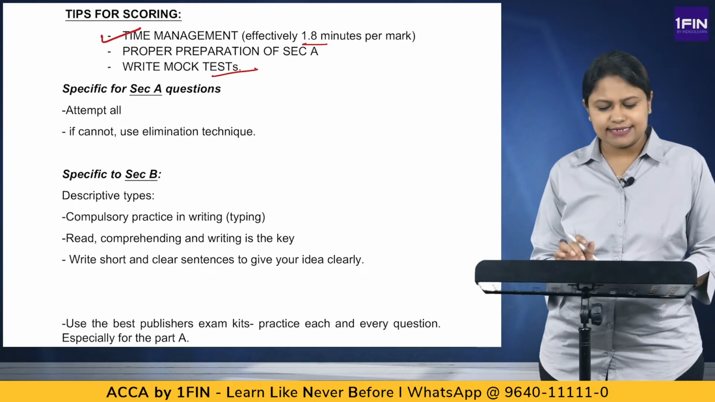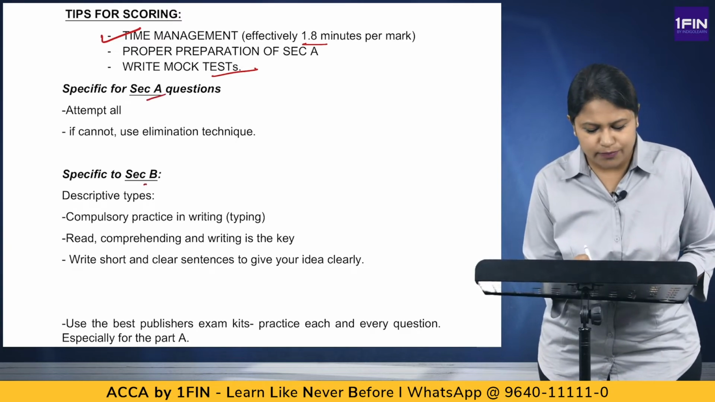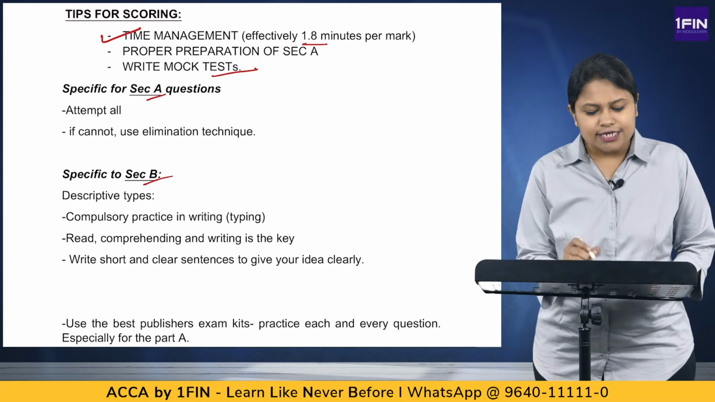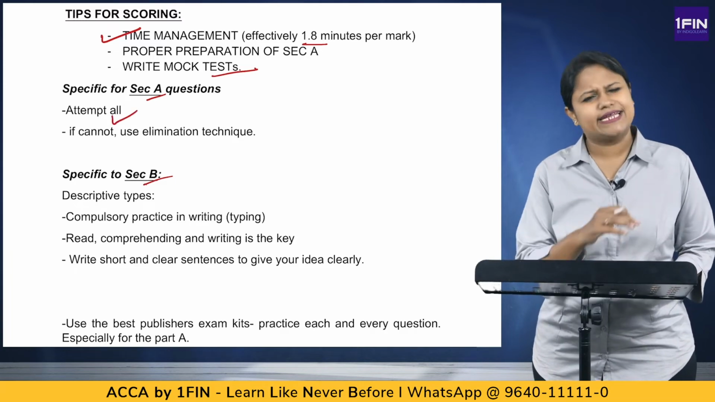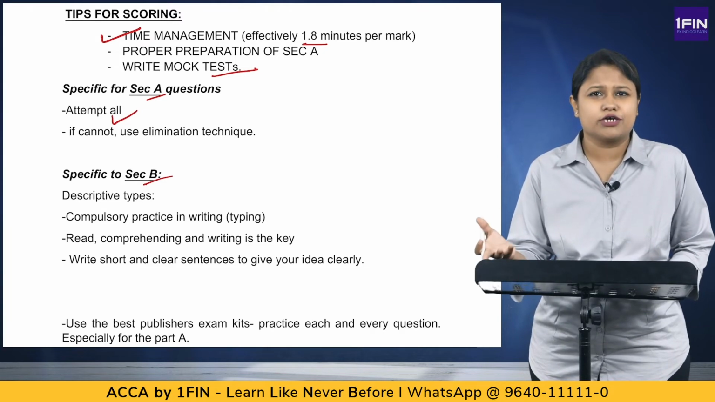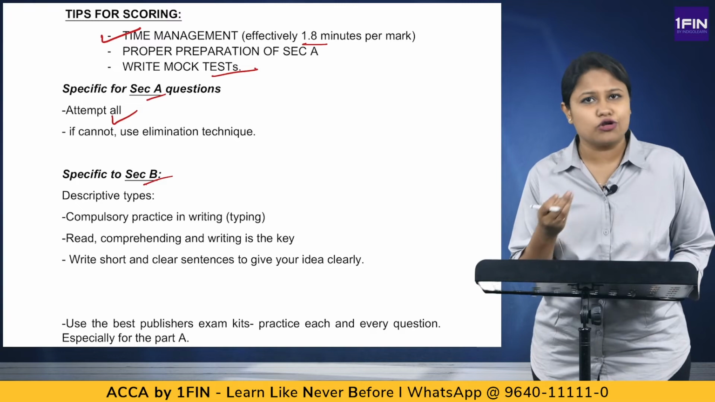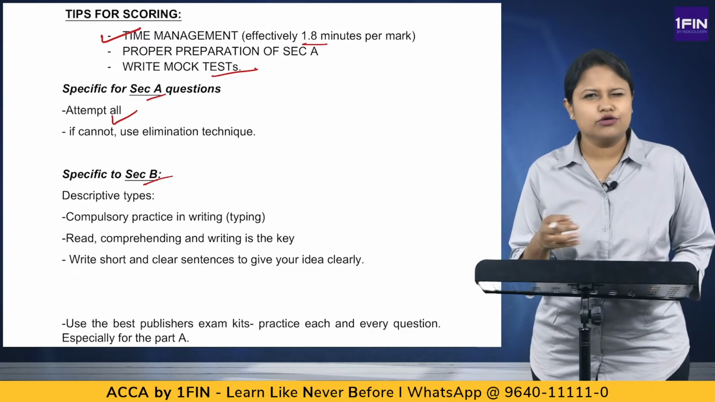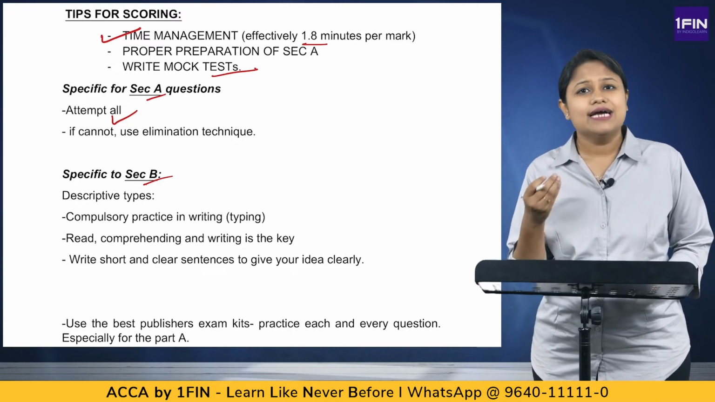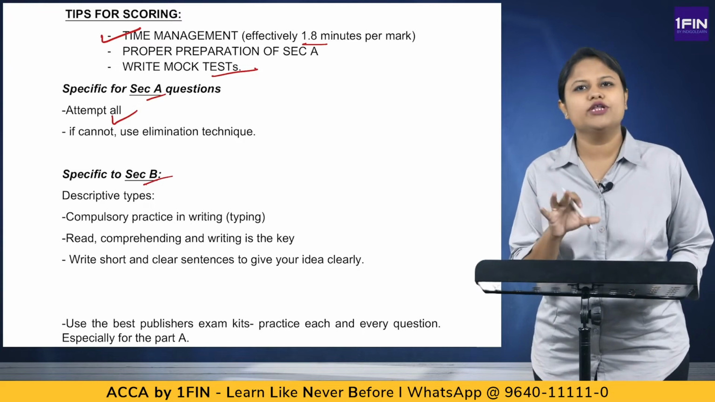I have also categorized some specific points for section A and some specific points for section B. Specifically for section A, attempt all. We don't have the concept of negative marking. Then why do you want to leave it to a toss? Understand, when you start writing the paper, start attempting all of them. There could be some that you really know very well. Others, there could be a possibility that you're not very clear. So at that point of time, you leave it.